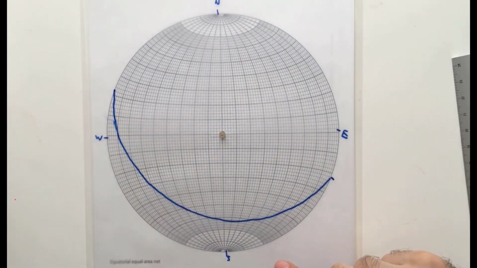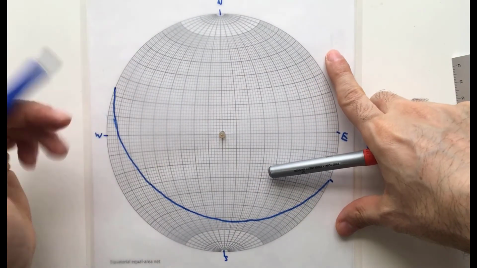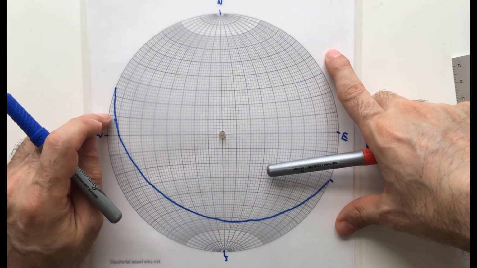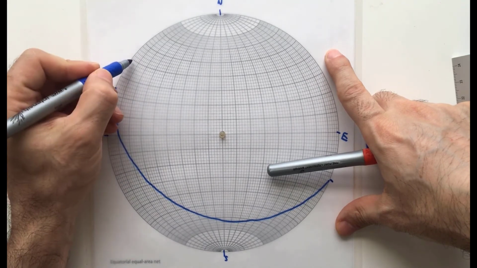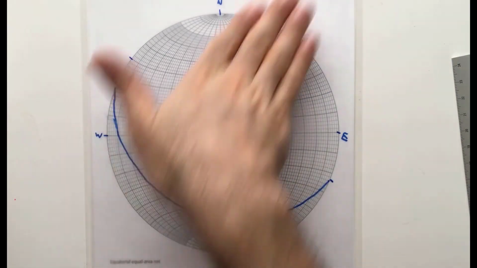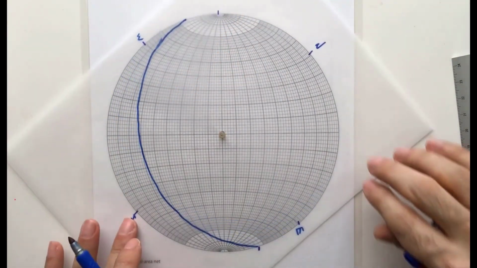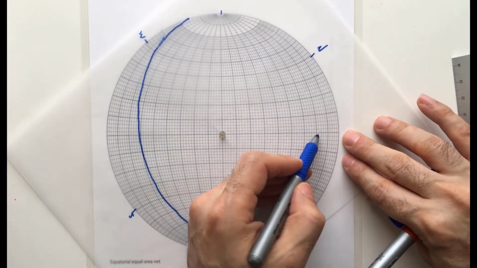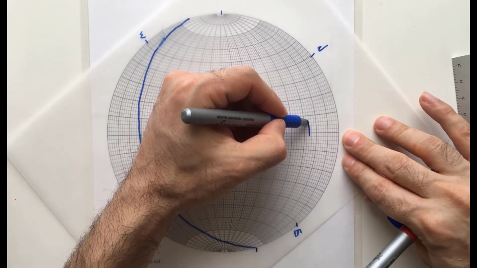The second one is 310, 26. So here is 270, 280, 290, 300, 310. And it's 26, so it's dipping that way. 26. 10, 20, 26.